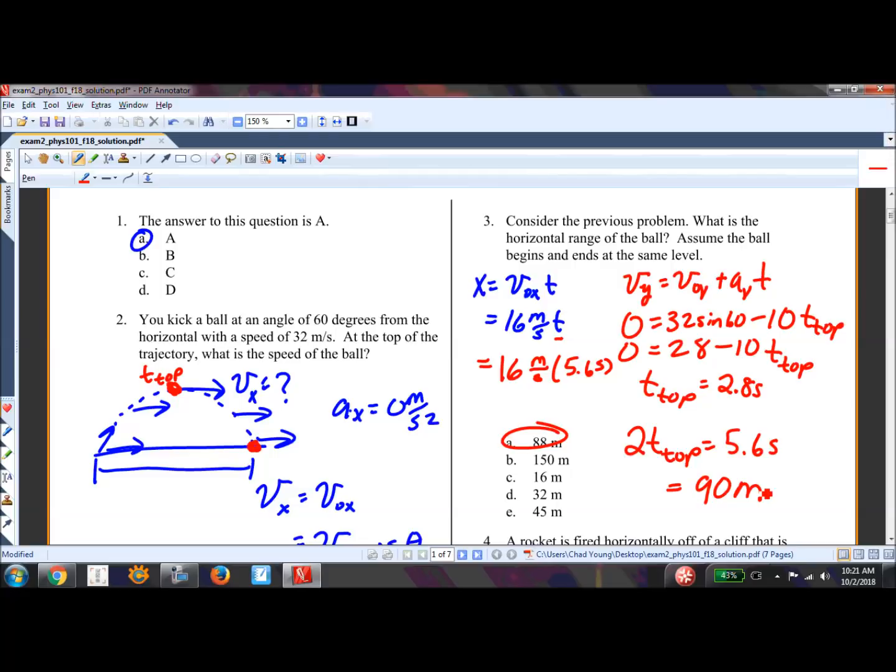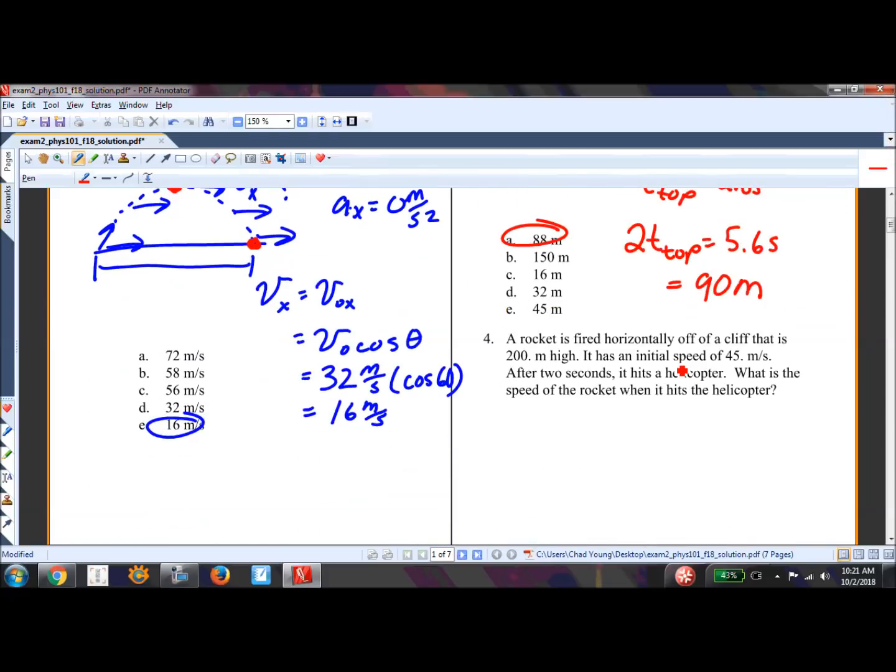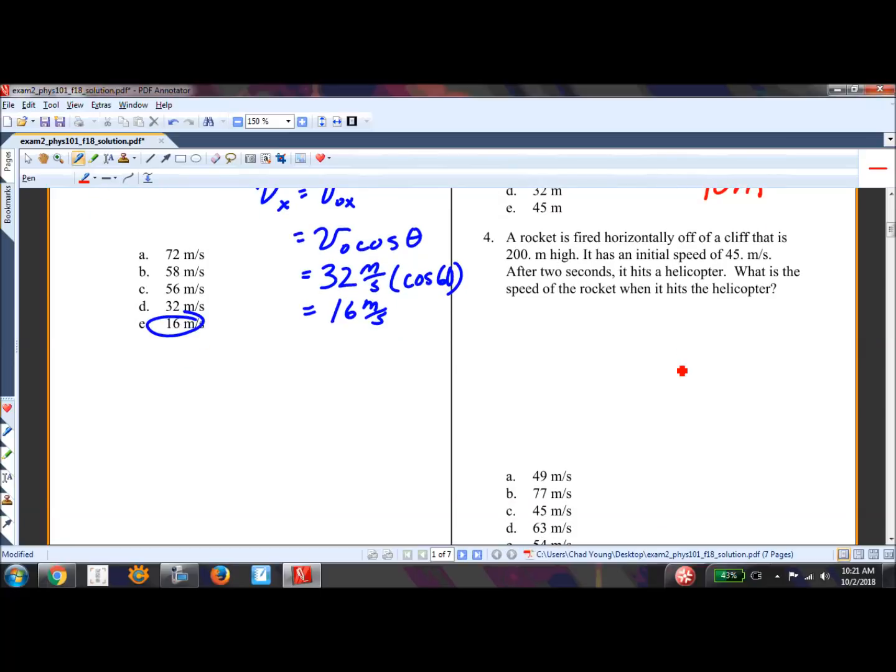Alright, number 4, a rocket is fired horizontally off a cliff that is 200 meters high, has an initial speed of 45 meters per second. After 2 seconds, it hits a helicopter. What is the speed of the rocket when it hits the helicopter? Okay, so let's have a rocket. It's fired horizontally off a cliff, but it doesn't hit the ground. Instead, there's a helicopter right here. It's a helicopter. And I want to know what is the speed when it hits that helicopter.